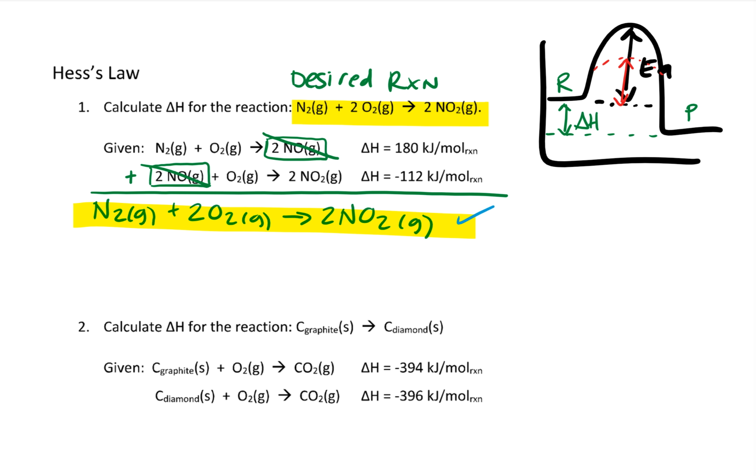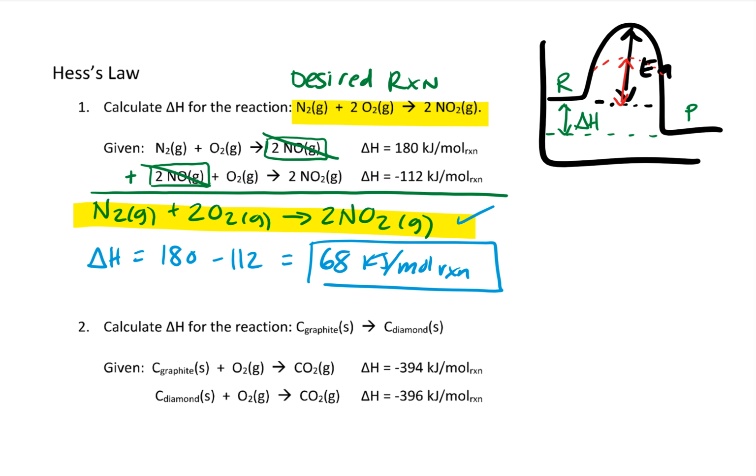Well, so what is the delta H value? Since we just added these two equations together, guess what we had to do to their delta H values? We had to add them together. So I'm going to take the 180 plus the negative 112. And that's going to give me 68, in units of kilojoules per mole of reaction.